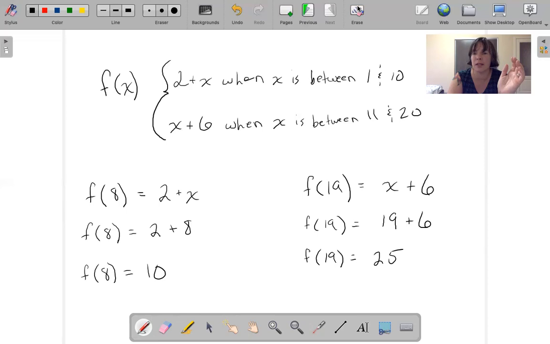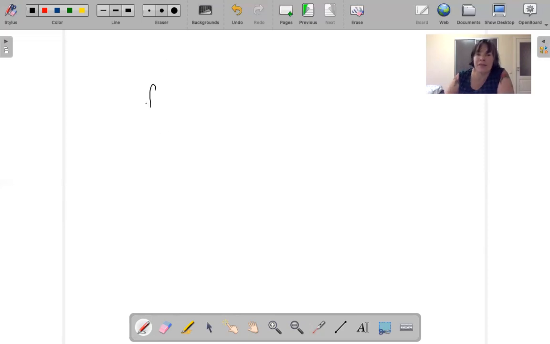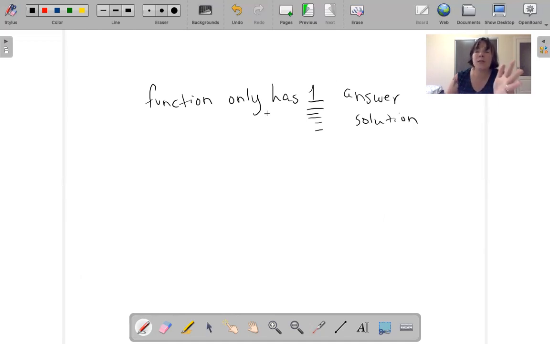A function only has one answer, one solution. And we talked about this already. We did equations with no solution. We did equations with infinite solutions. We did equations with only one solution. A function can only have one answer.